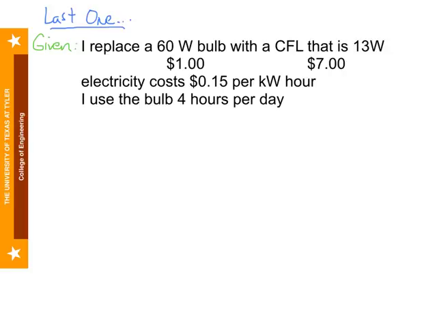So I'm going to replace a light bulb, right? I've got a normal 60-watt light bulb, cost me $1. I'm going to replace it with a compact fluorescent light bulb. That's going to cost me $7. But the compact fluorescent light bulb only uses 13 watts as opposed to 60 watts. And I'm going to give you some other information. Electricity is 15 cents a kilowatt hour. Kilowatt hour is a unit of power, right?